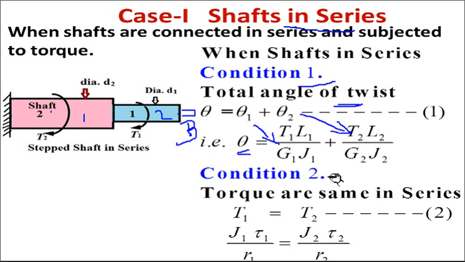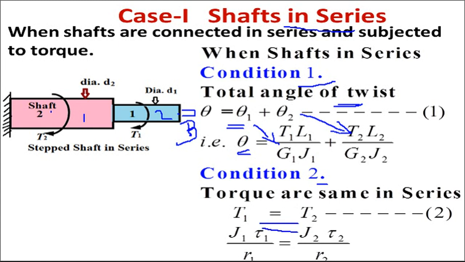Now the second condition is that torques are the same in series. Whenever such shafts are arranged, their torque will be the same. T1 is equal to T2. So for series, you should consider two important conditions. When shafts are in series, slopes will be added, theta 1 plus theta 2, and torques are equated.